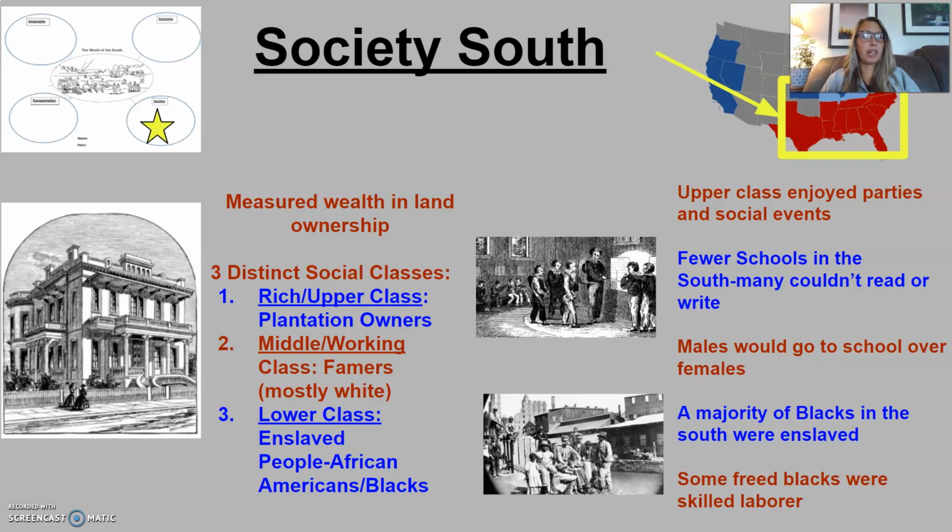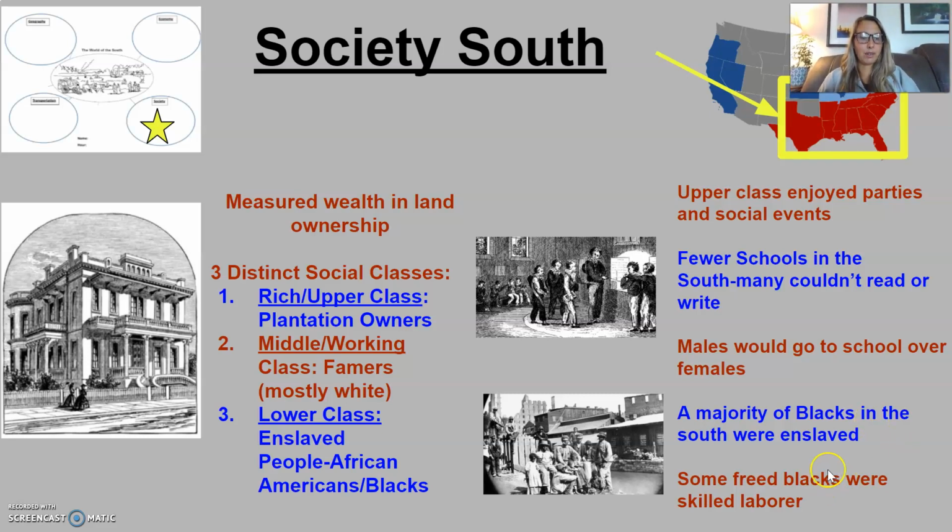The upper class enjoyed parties and social events. As far as education goes, they had fewer schools in the South. A lot of children and adults couldn't read or write. And if there was an opportunity to go to school, it was primarily males that would go to school over females. A majority of blacks in the South were enslaved and not given opportunities. The freed blacks in the South were limited, but if they were free, they often had skilled labor jobs such as carpentry or tried to start different small businesses to enhance and showcase their skills.